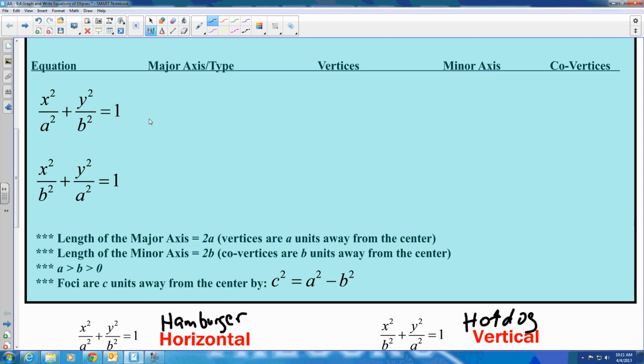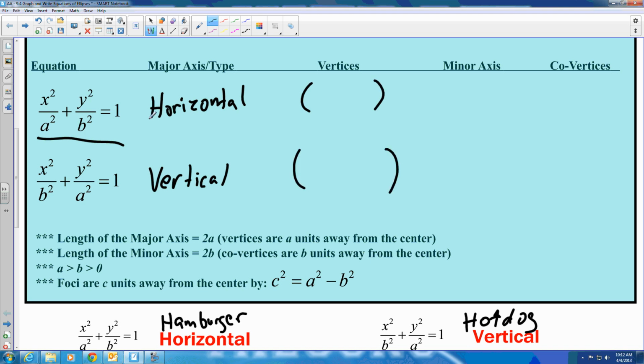Now, the major axis for this particular equation goes along the horizontal, or the x-axis. For the hot dog one, the major axis is vertical. It's the larger length. The major axis is 2 times a, and the minor axis is 2 times b. The vertices are coordinate points for both of our ellipses, denoted by whatever a is equal to. For the horizontal, a is in our x-coordinates, so it's written as plus or minus a comma 0. For the vertical, or hot dog, ellipse, it is in our y-coordinates, so it's going to be 0 comma plus or minus a.